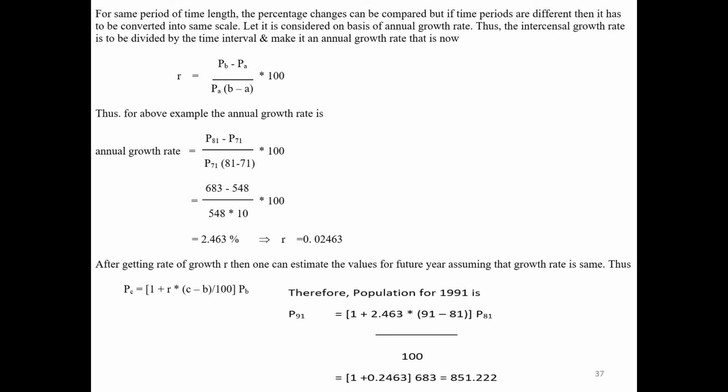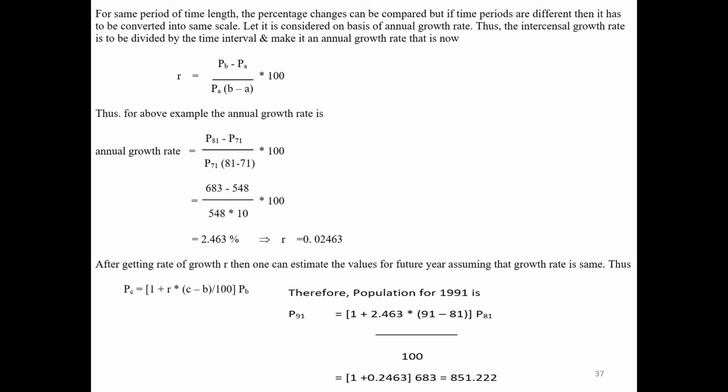So the annual growth rate is 2.463, and now by using this formula we can calculate the population of other years. So we are having P71 to P81, and we try to use the same formula with the 2.463 growth rate. We are assuming that. The formula is PC is equal to PB times 1 plus R into C minus B by 100.